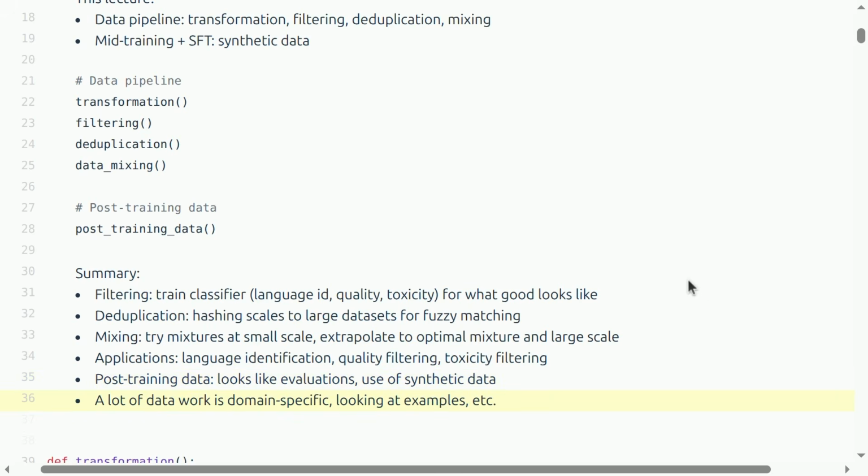I will say that a lot of data work can be very grungy. It's very domain-specific and requires looking at concrete examples to make high-quality datasets. So this lecture is not really representative of what data work is like, but hopefully I've given you an idea of the data landscape out there. Okay, that will be it for today.